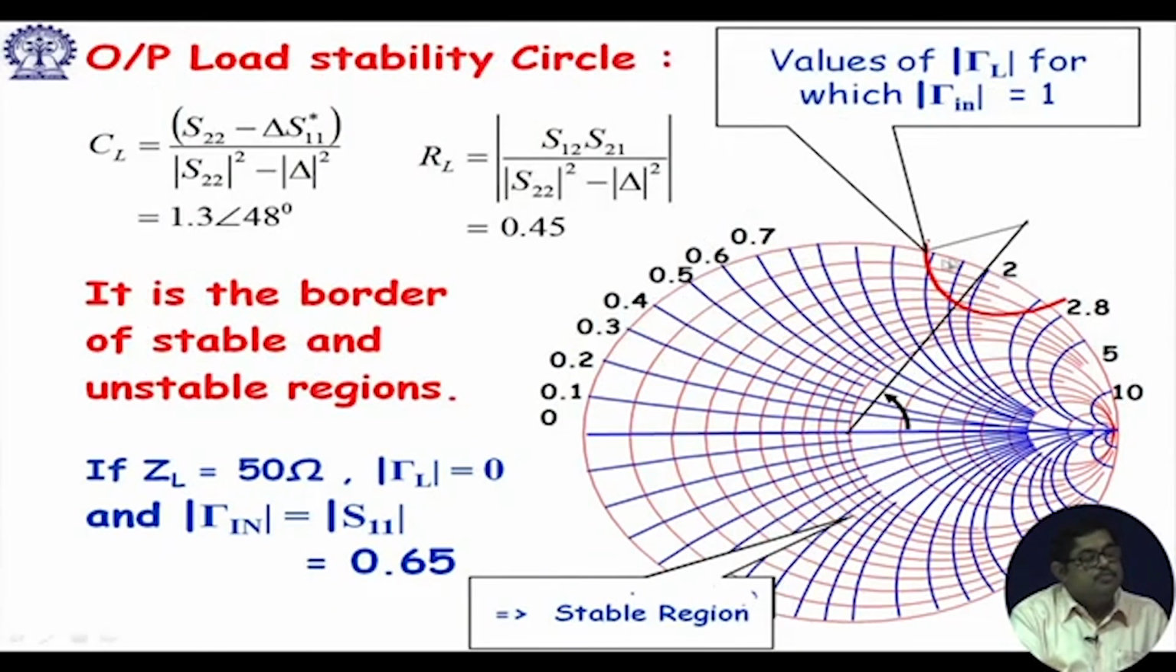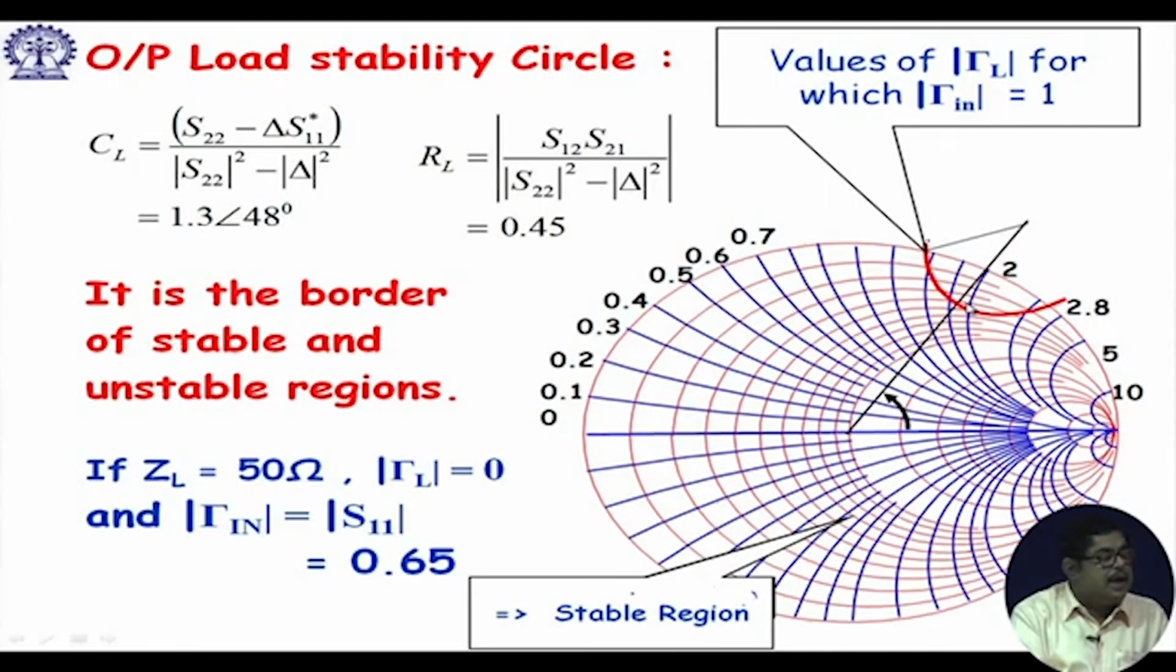Similarly, we draw the output stability circle. This is the center, again outside the Smith chart, and this time the angle is 48 degrees and the radius is 0.45. So, 1.3 minus 0.45, there will be an intersection. This red line is the locus of that circle, a part of that circular arc.